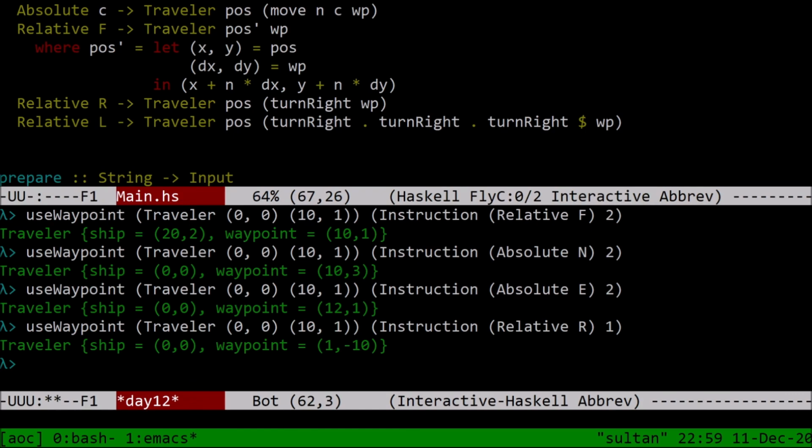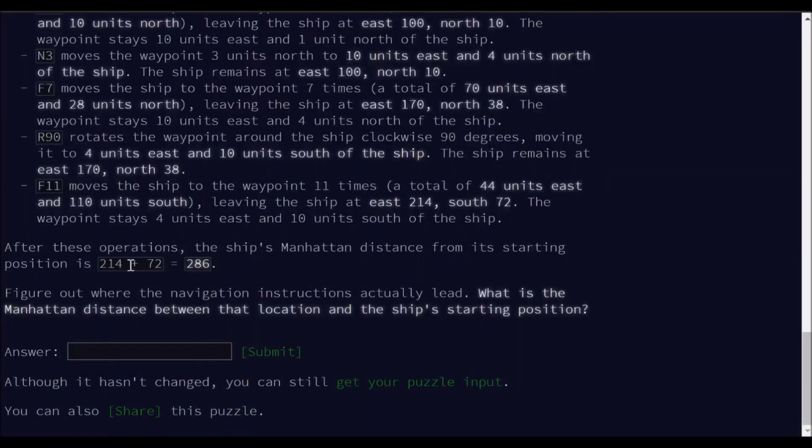Okay, maybe I didn't. Where the navigation. Okay, so it's asking for the ship's Manhattan distance from its starting position, not the waypoint's. That was one thing I thought I might be wrong about. But I think they're pretty clear. The distance between where the ship goes and where the ship started is what we're looking for.